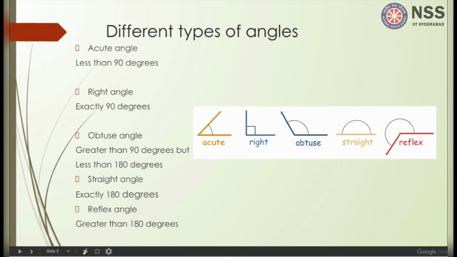Types of angles. 1. Acute angle. An angle measuring less than 90 degrees is known as an acute angle. 2. Right angle. An angle measuring exactly 90 degrees is known as a right angle. 3. Obtuse angle. An angle measuring greater than 90 degrees but less than 180 degrees is known as an obtuse angle. 4. Straight angle. An angle measuring exactly 180 degrees is known as a straight angle. 5. Reflex angle. An angle measuring greater than 180 degrees is known as a reflex angle. An angle is measured using a protractor.